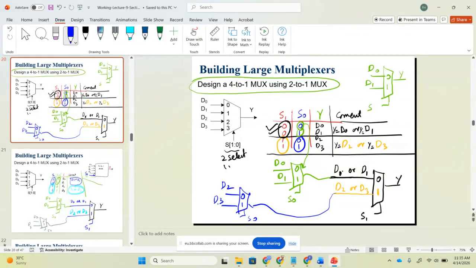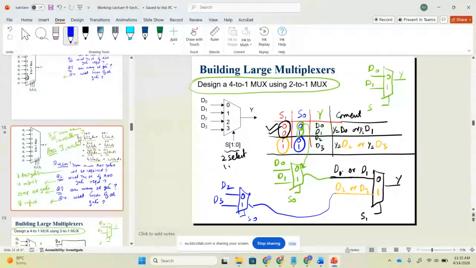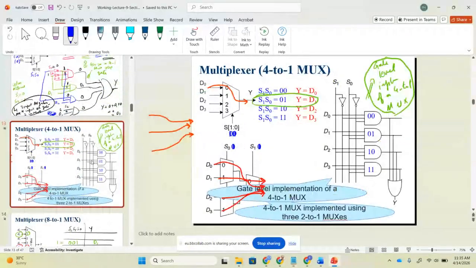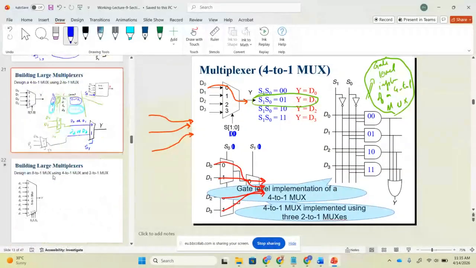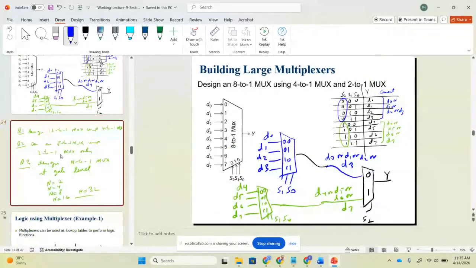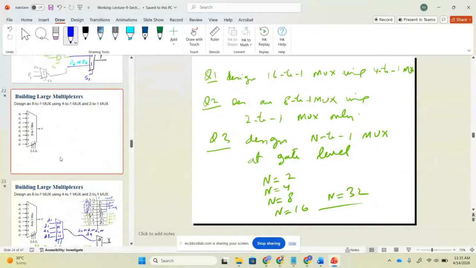So in the exam, if I ask you a question, like design a 4-to-1 multiplexer using 2-to-1 multiplexer, and I give you the truth table, you will draw this diagram. If I say, design this 4-to-1 multiplexer using the gate level approach, you will draw this diagram. You got it or not got it? Any question? Clear or no?